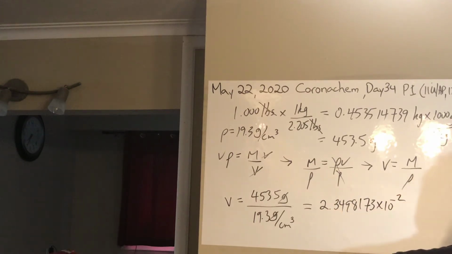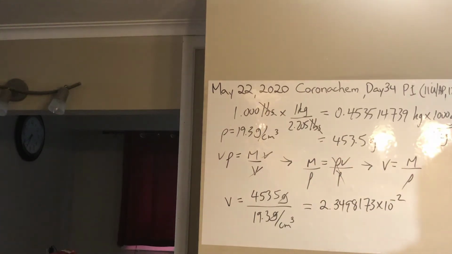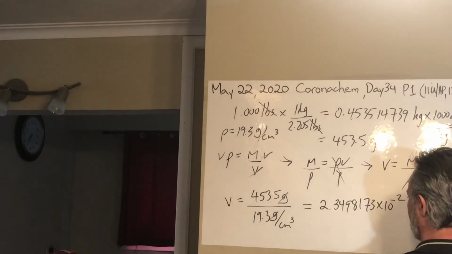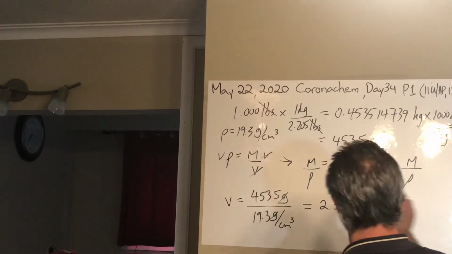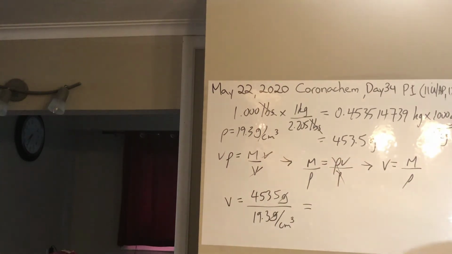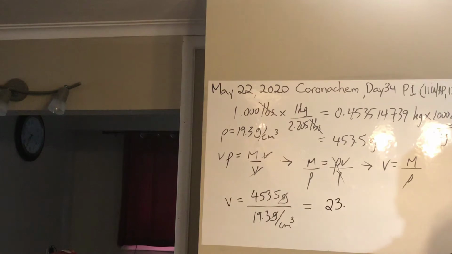No, that's not right. Yeah, it's not negative 2. Let's try that again. 453.5 divided by 19.3. Yeah, I don't know what happened. I got some crazy number here. It's not right. Change. We get 23.497.